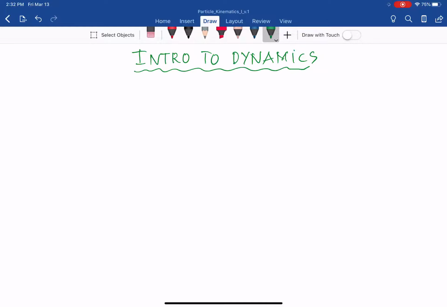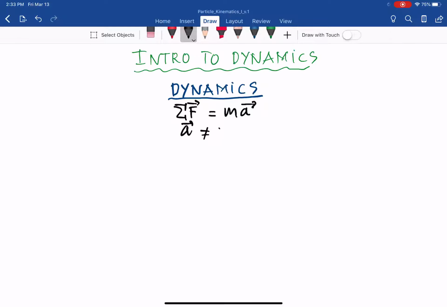So when it comes to dynamics, we have Newton's second law equation: the sum of all the forces equals ma. And in dynamics, we study both the forces and motion. So when there is motion, the acceleration a is non-zero. And that's different from statics.